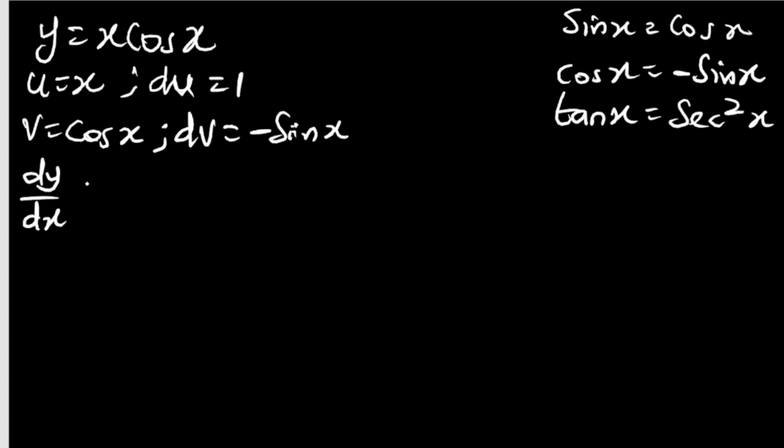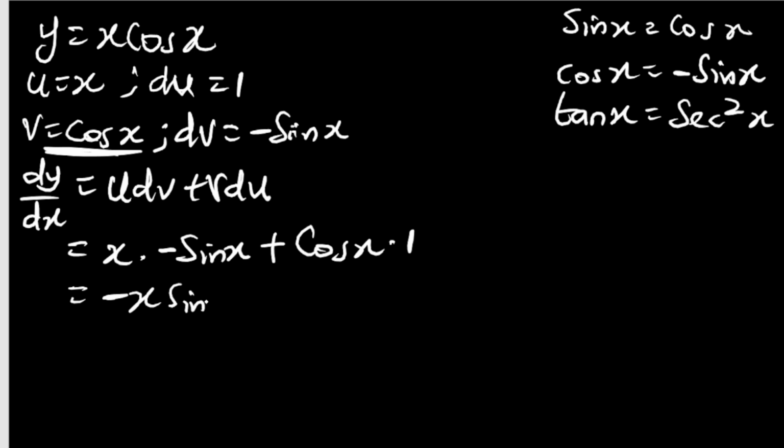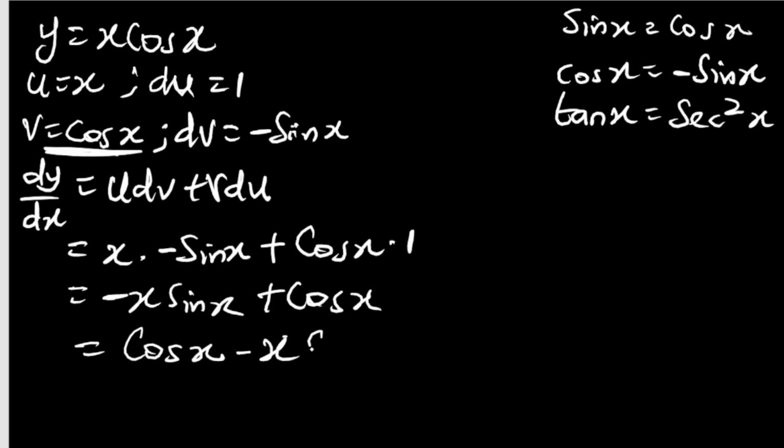Now we have our formula dy over dx equal to u dv plus v du. Our u here is x, and dv is minus sine x, plus we have our v to be cos x, and du, which is 1. Multiplying them, we have negative x sine x plus cos x. We can also rearrange this to be cos x minus x sine x. I hope you understand this. So this is the final answer to this particular problem.